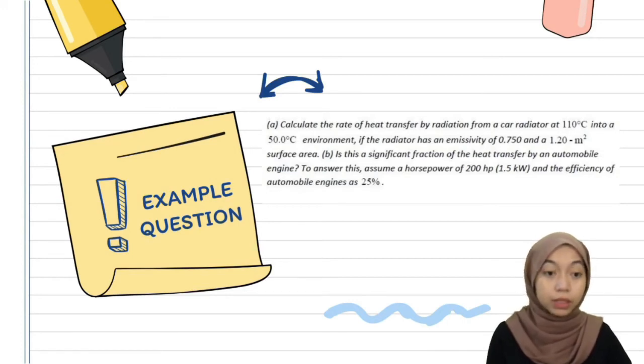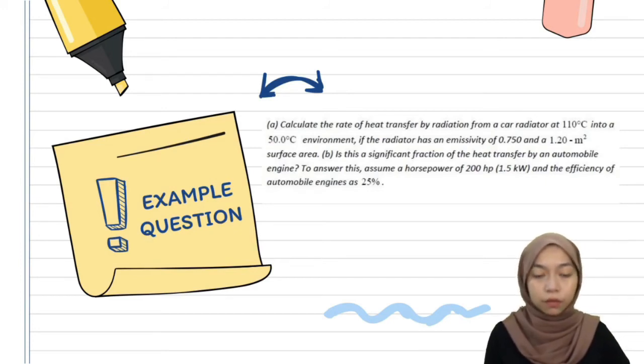The second one, B, is this a significant fraction of the heat transfer by an automobile engine? To answer this, assume the horsepower of 200, which is 1.5 kilowatt, and the efficiency of automobile engines as 25%. So we need to know whether it is significant or not.